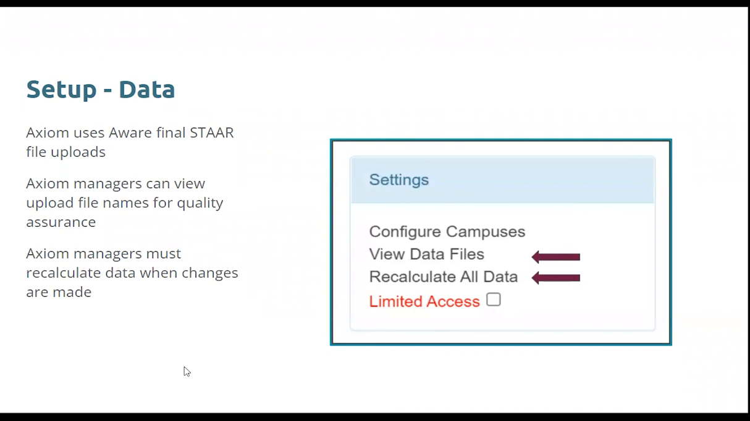There is a Recalculate All Data button. This is the button that runs the process to reconfigure all of Axiom for every other user. So anytime you make any changes to campuses or to new data files loaded in, this Recalculate All Data button must be pushed. It only needs to be pushed one time. It runs in the background, and then that will update it so that the next time somebody accesses Axiom, the information has been updated and reconfigured.